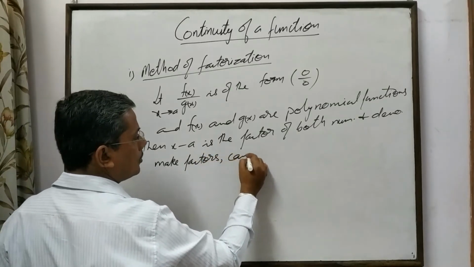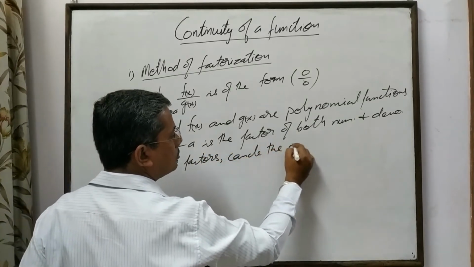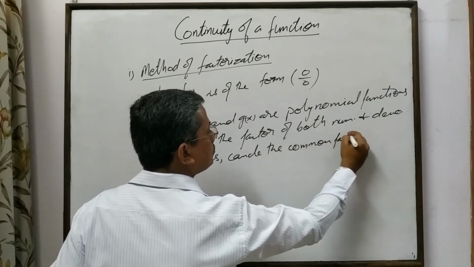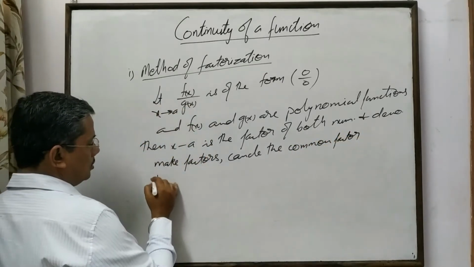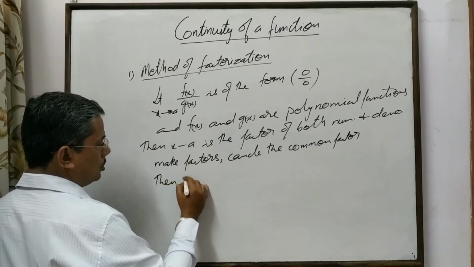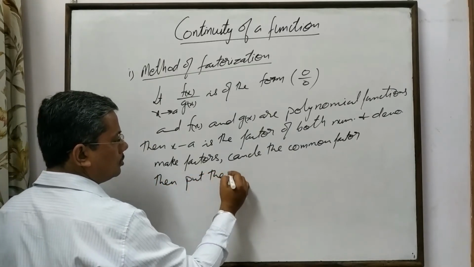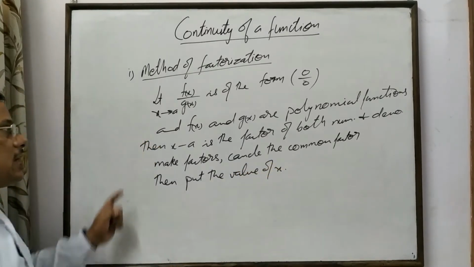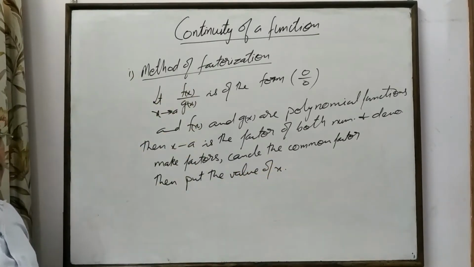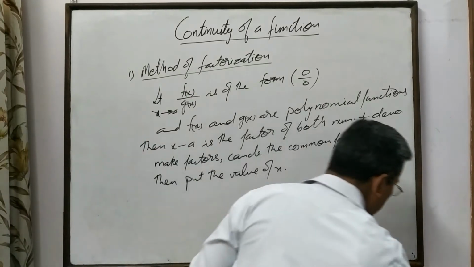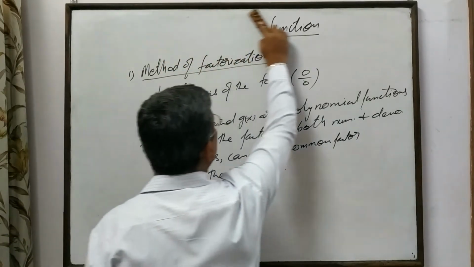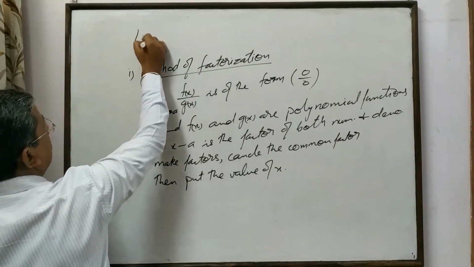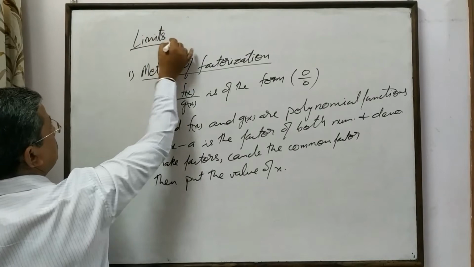So make factors, cancel the common factor, then put the value of x. So that's how we use the method of factorization. This is the first method to solve limits.